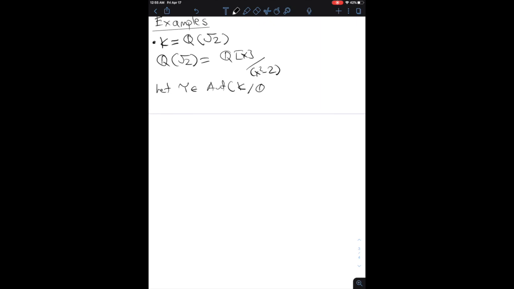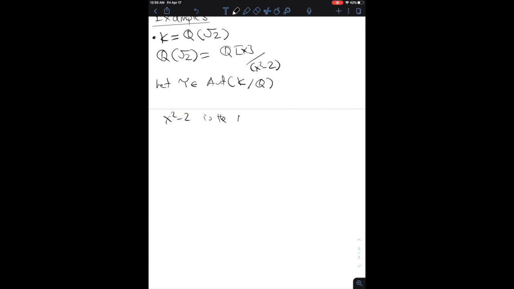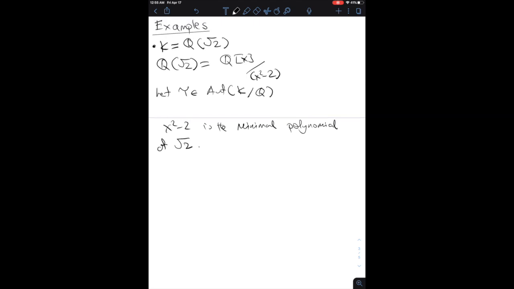So now let tau be some automorphism of K which fixes Q. Okay, so x squared minus 2 is the minimal polynomial of root 2. And we know from the previous proposition that tau has to permute the roots of the minimal polynomial.